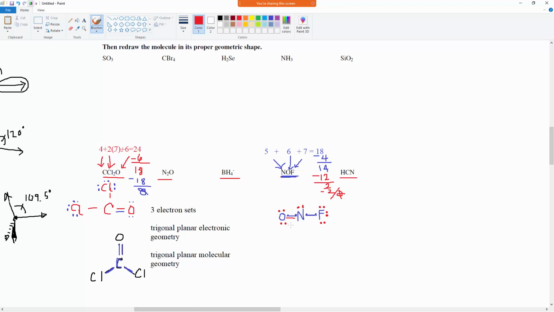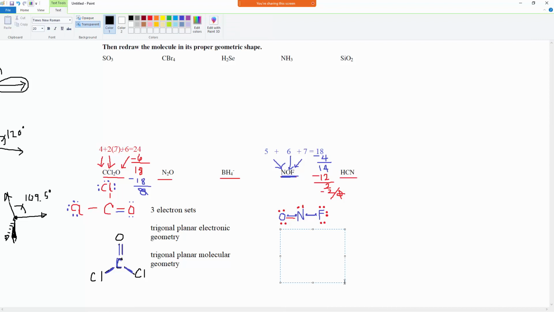Let's look at this guy. What do we see? How many electron sets have we got? Three electron sets. Good. We've got 1 single bond, 1 double bond, and 1 lone pair. So that counts as 3 electron sets. So my electronic geometry is still trigonal planar. And I do have 1 lone pair here, which means what is my molecular geometry? Perfect. Bent molecular.